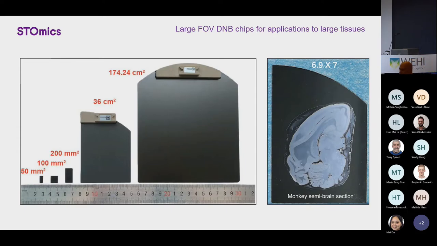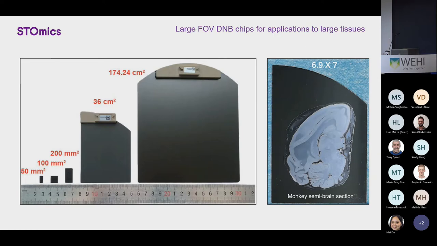So Richard over here is going to show all of you the size of the chips and what we can do with this. We've been able to do this technology across all these different size chips, going up to 13 centimeters by 13 centimeters over here. This would actually be able to fit an entire coronal section of a human brain. And just like over here, with a 7 centimeter by 7 centimeter chip size, you can see the monkey semi-brain section fits very comfortably onto this.